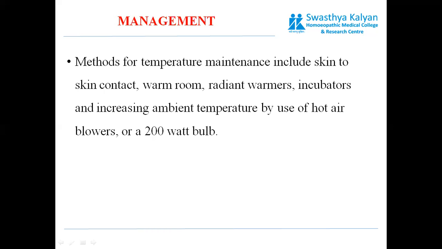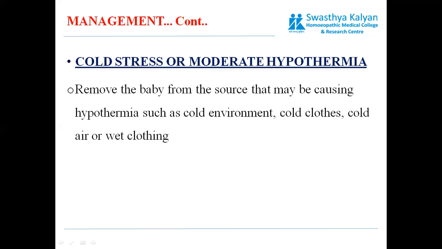So the methods of temperature maintenance are putting the baby in skin to skin contact with the mother, that is providing kangaroo mother care, then placing the baby in a warm room, then use of radiant warmers or incubators, then increasing the ambient temperature. And how can we increase the temperature? By use of hot air blowers or a 200-watt bulb. All these methods are used to maintain the temperature of the baby to manage hypothermia.